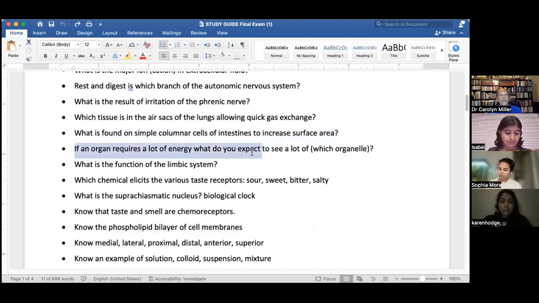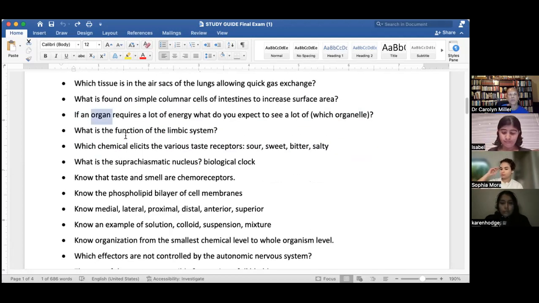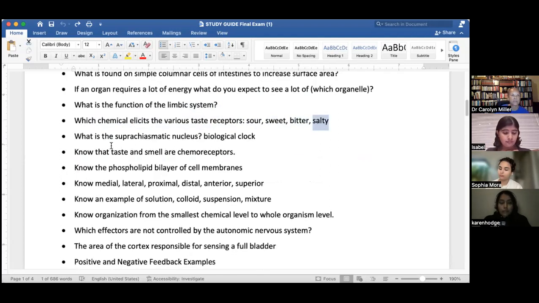If an organ requires a lot of energy, what do you expect to see a lot of? And that is mitochondria. Mitochondria is the organelle where ATP is produced. So any tissues or any organ that requires a lot of ATP, we will see a lot of mitochondria. What is the function of the limbic system? Emotion. Which chemical elicits the various taste receptors? Sour is acidic, sweet, carbohydrates or artificial sweeteners. Bitter is alkaline, and salty or ions.